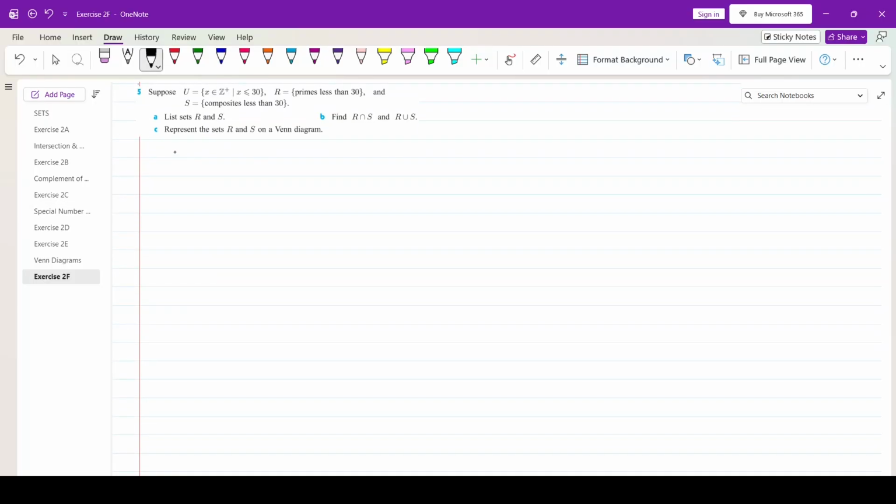U, that is universal set, is a set of all positive integers less than or equal to 30. So that will be 1, 2, 3, 4, and so on till 26, 27, 28, 29, and 30. R is a set of prime numbers less than 30. That will be 2, 3, 5, 7, 11, 13, 17, 19, 23, and 29.